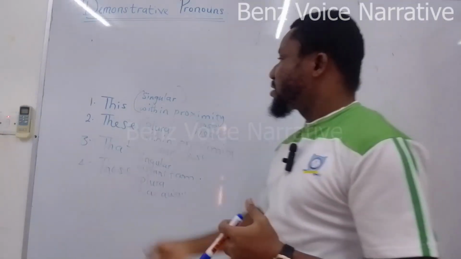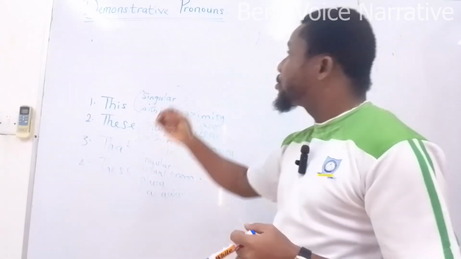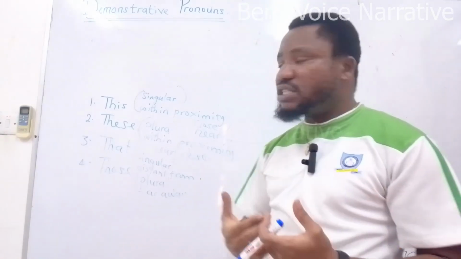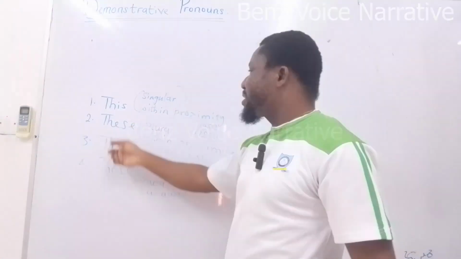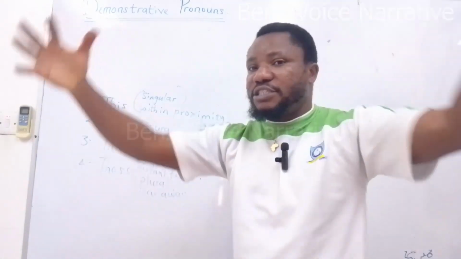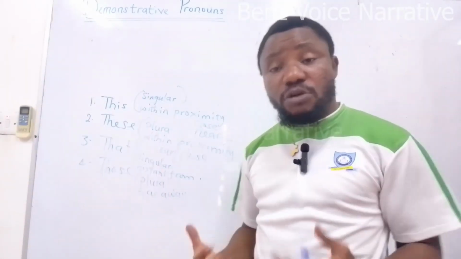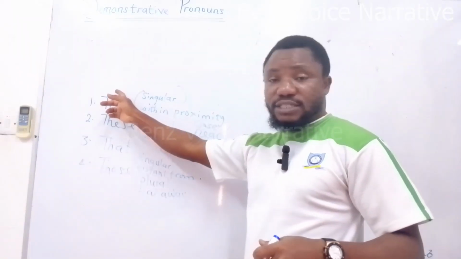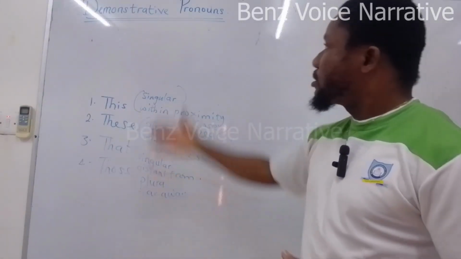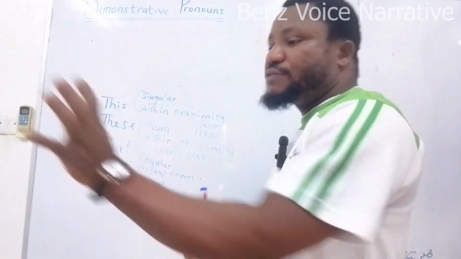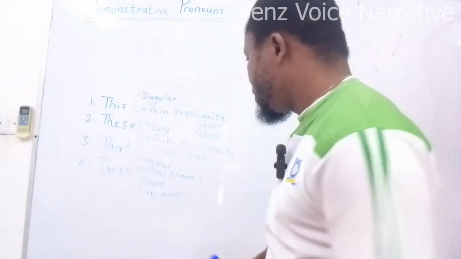The difference is that this is a singular demonstrative pronoun that replaces a noun that is within proximity to the speaker. These is a plural demonstrative pronoun that is used to replace plural items, meaning items that are within proximity to the speaker. That, the opposite of this. That is a singular demonstrative pronoun that is used to replace an item or a noun that is far away or distant from the speaker.